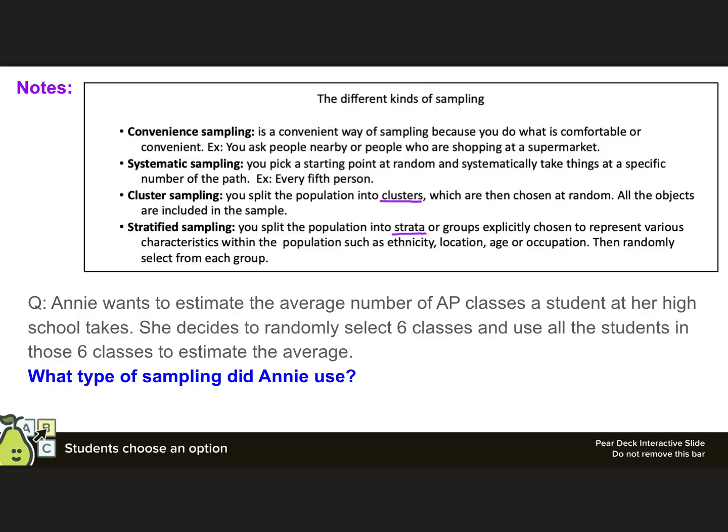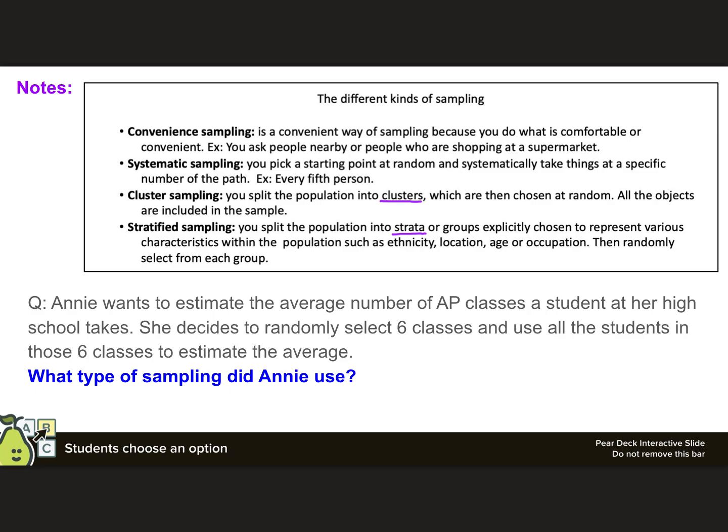Maybe you're going to go with like location, like everybody in California gets put in one strata and everybody in Oregon gets put in a different one. Everybody in Arizona gets put in a different one. Maybe you're going to have age groups. Some kind of reason for separating the people.